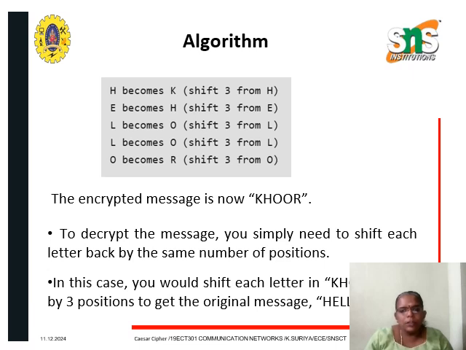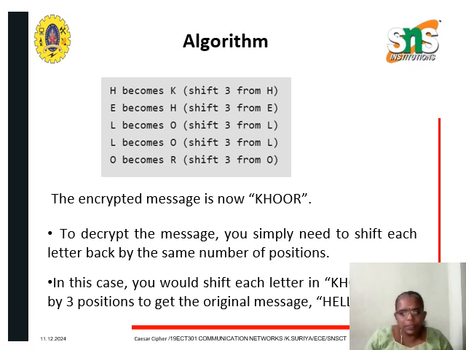So H, I, J, K. So H becomes K after shifting 3 times up. So after E, F, G, H, E will become H. So like that we'll be replacing each and every letter of the plain text with the third letter after shifting to the right. So for hello, we'll be getting KHOOR. So this KHOOR is known as the ciphertext, which is the encrypted message.